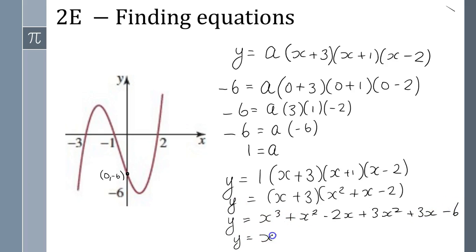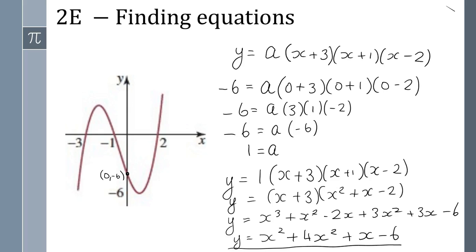Get your like terms together. Okay, so I've got x squared plus 3x squared, so plus 4x squared. Minus 2x plus 3x is plus x, and minus 6. So that there is my final equation for that graph. Okay, again, very similar to quadratics. We're just adding an extra intercept in there.